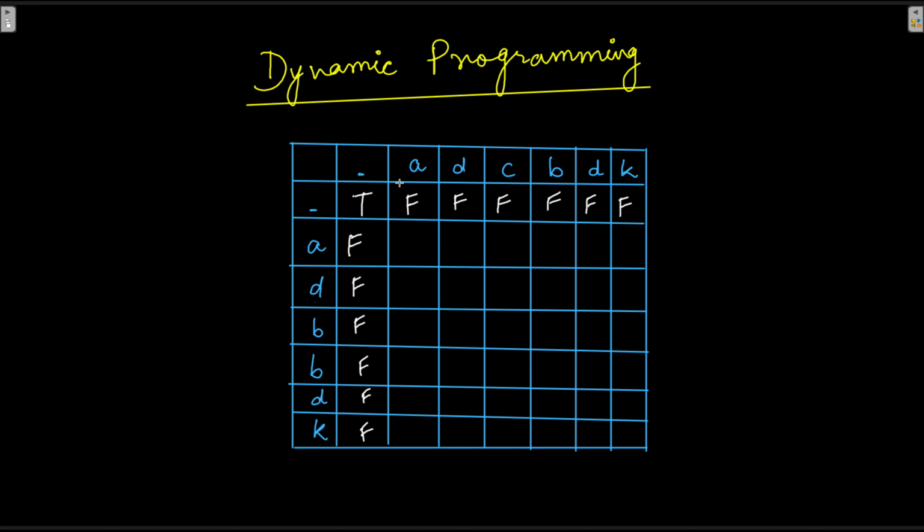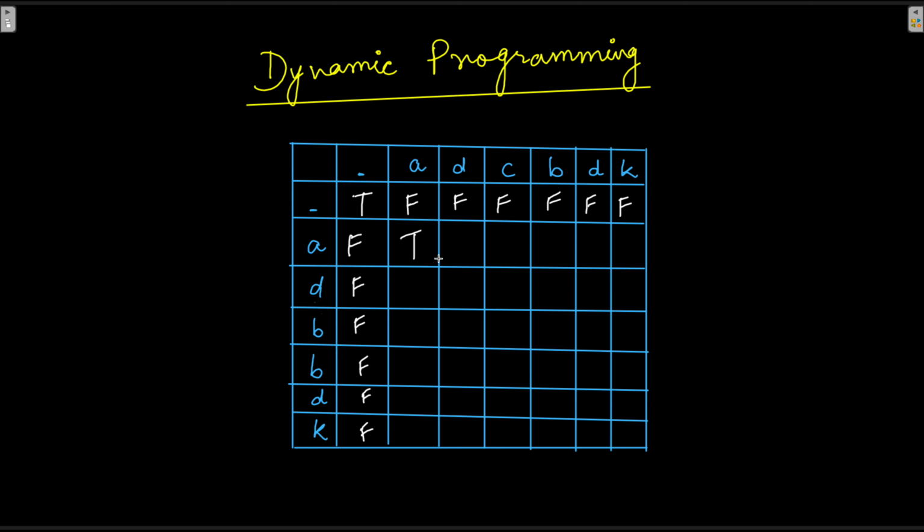Now let us check A against A. Is it a match? Yes, it is a match. What about the previous string before A? That is empty string. That is also a match. So if this one is a match and both the characters are same, this is also going to be a match. So I would say T.